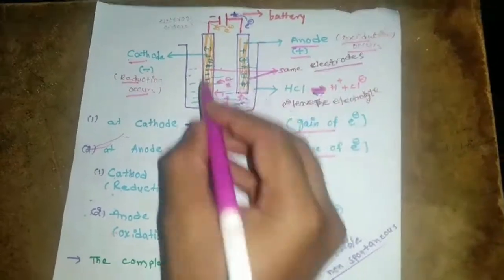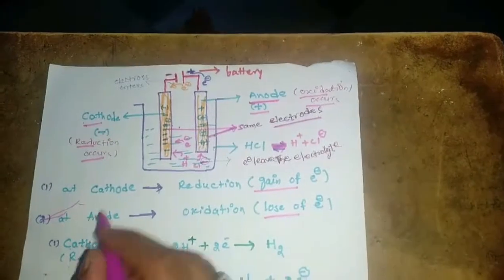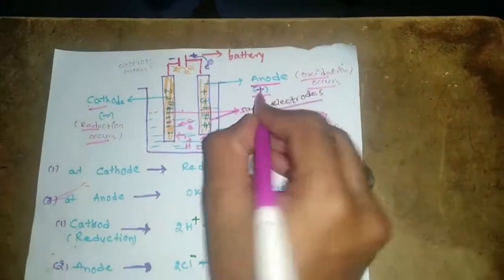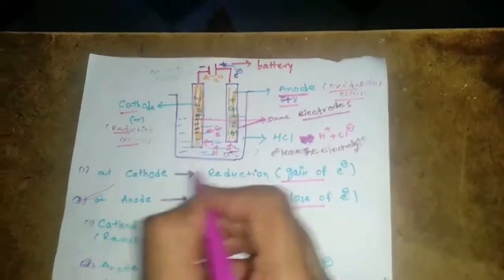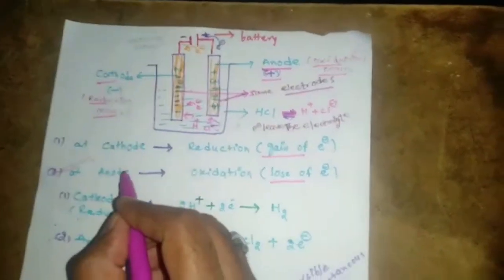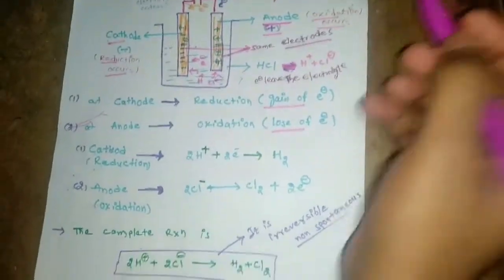So here negative charge is there, the cathode. The chlorine ions move towards the anode side, because the anode has positive charge. That's why chlorine ions move towards the anode side. So when the chloride ions move towards the anode side and are occupied on the surface of the anode, the chloride ions lose electrons. They lose the electrons from the chlorine.